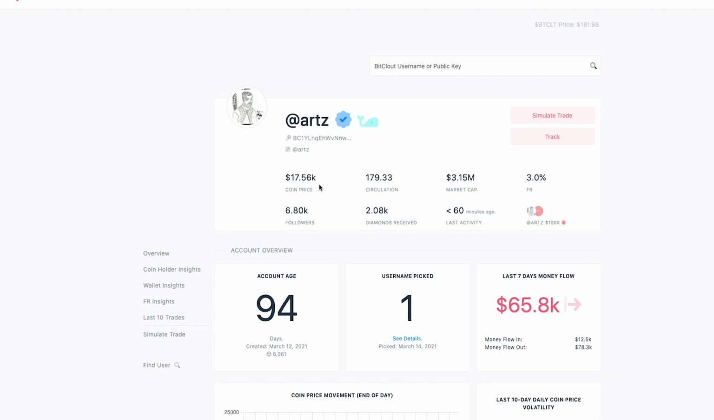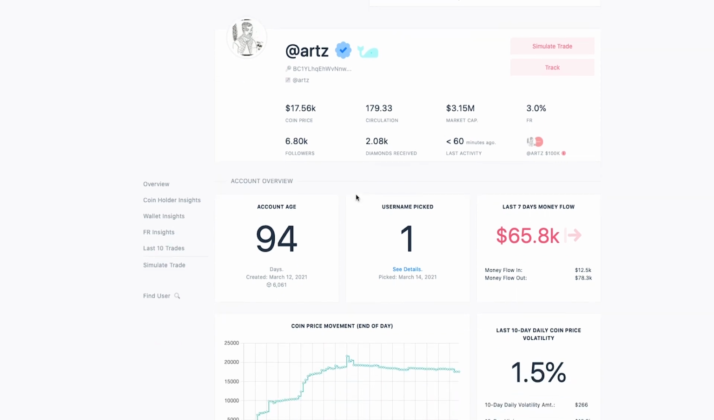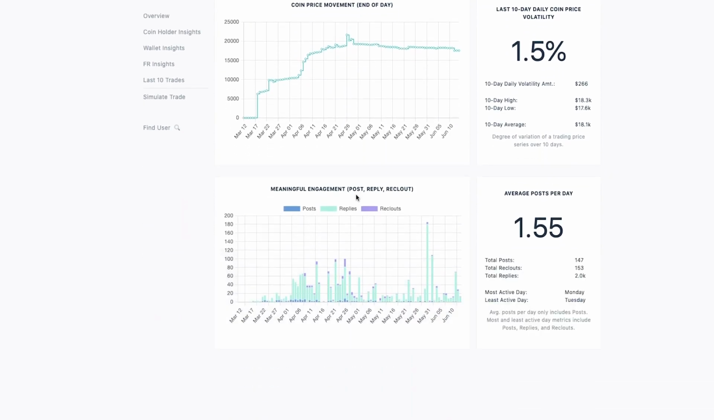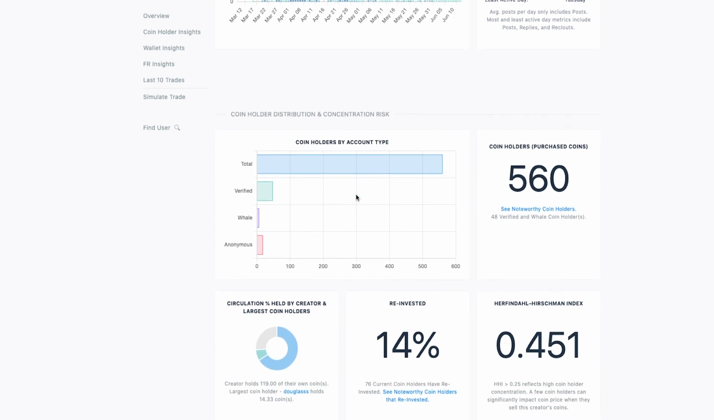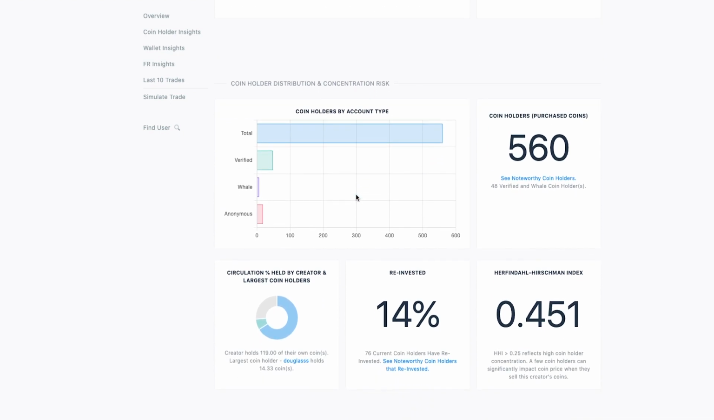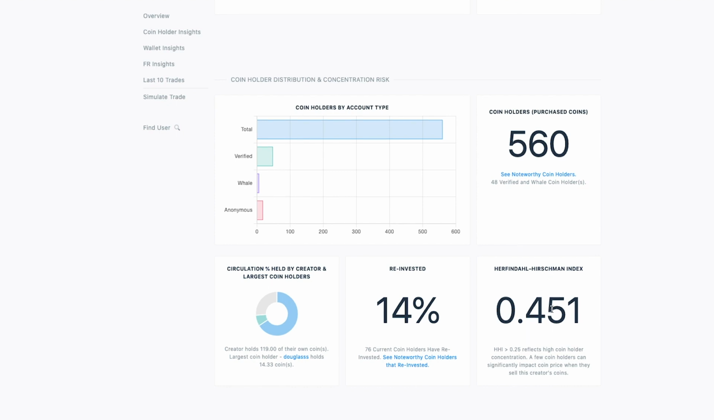Yeah. Let's look at Art's account very quickly. So Art's coin price is $17,500. He has almost 180 coins in circulation. But what gets interesting is he has several people on his cap table. 560 people actually own Art's coins.